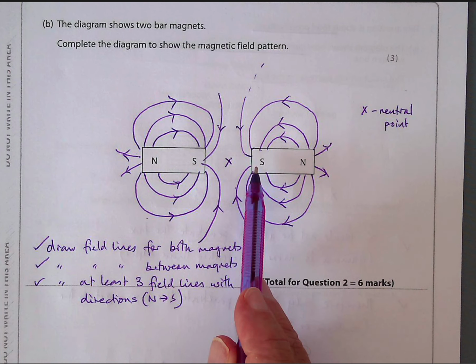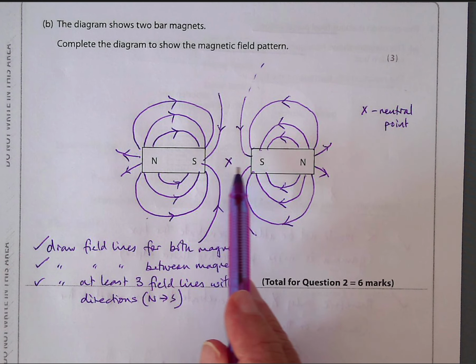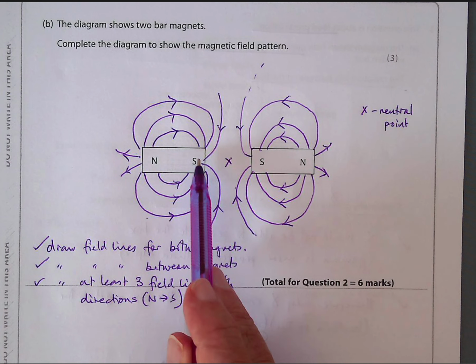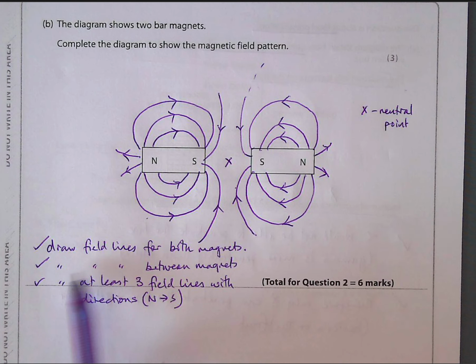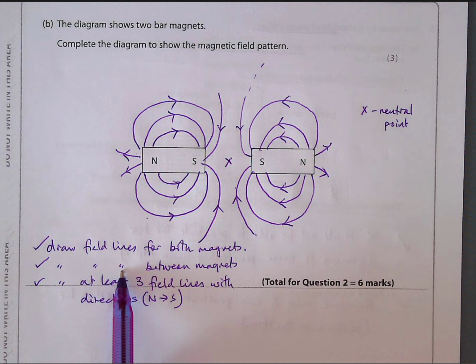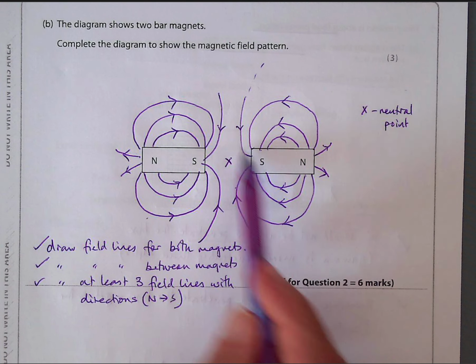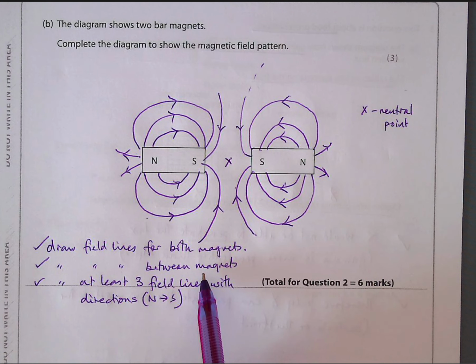Whereas if they were attracting, the 2 magnets would become one long magnet. The field lines would actually join up. So in this case, draw field lines for both magnets, 1 mark. Draw the field lines between the magnets correctly, yes. So they show that you understand the shape of a repulsion field.